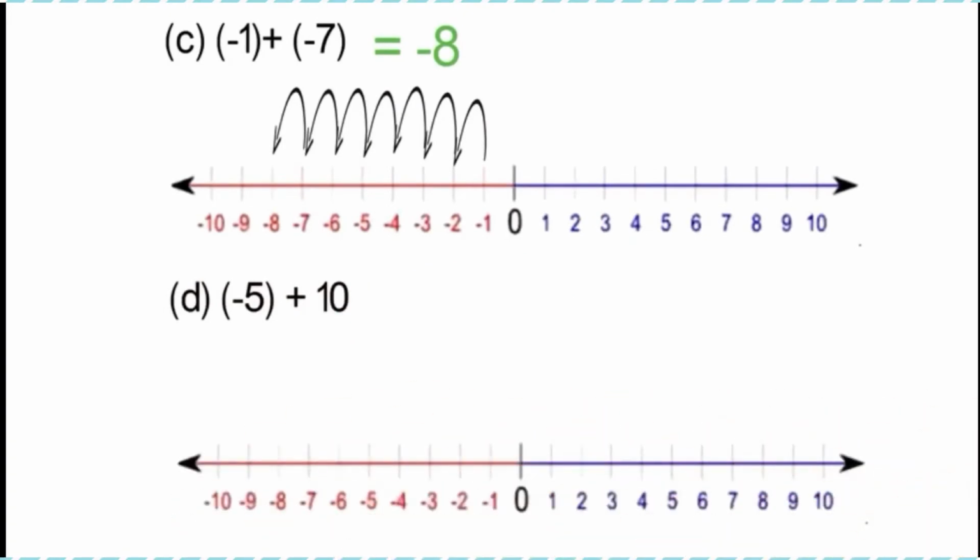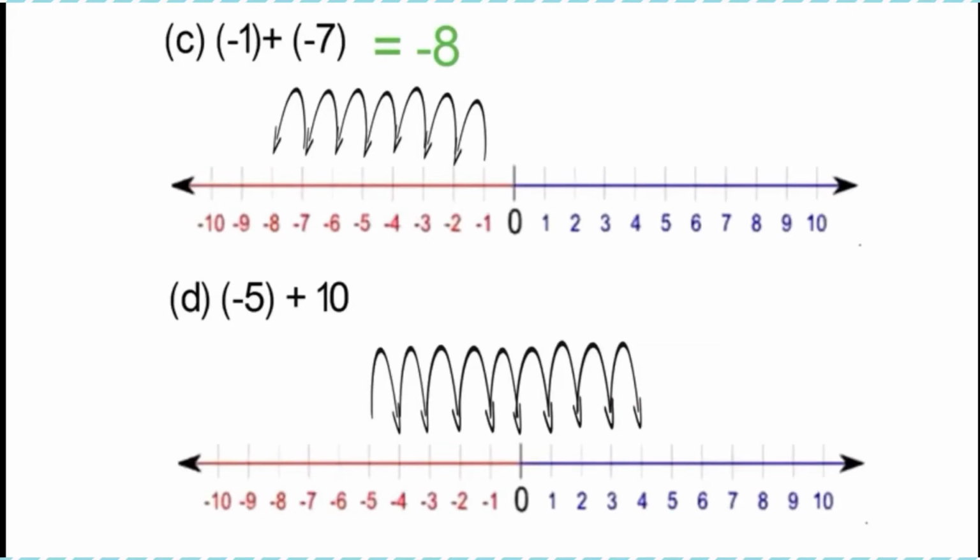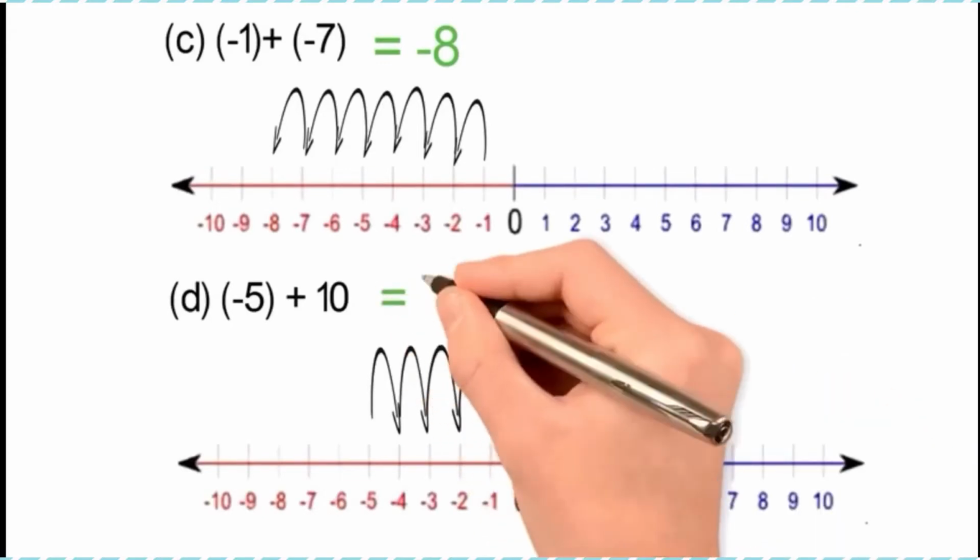Minus 5 plus 10. Minus plus will be minus according to the rule of the sign. So from minus 5, you are jumping towards the right hand side because there is an addition sign in between and you are going to reach at 5. So your answer is 5.